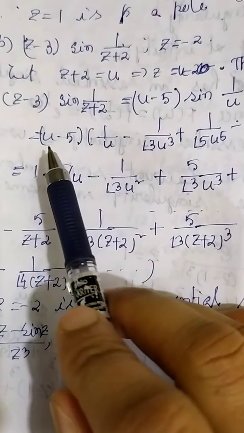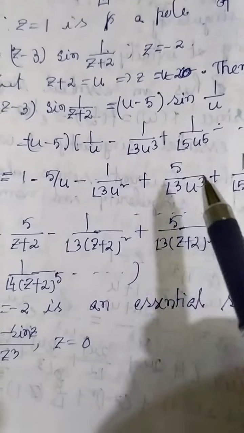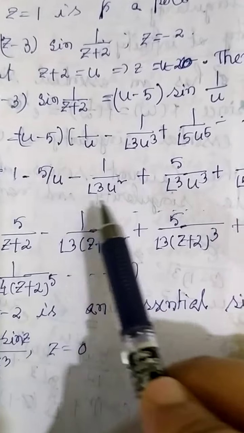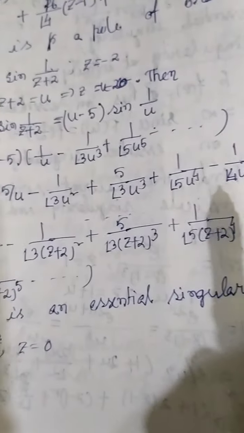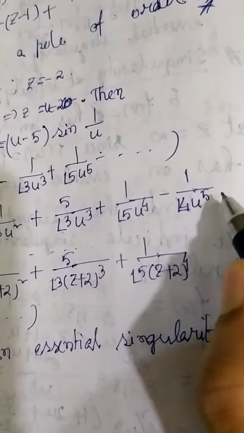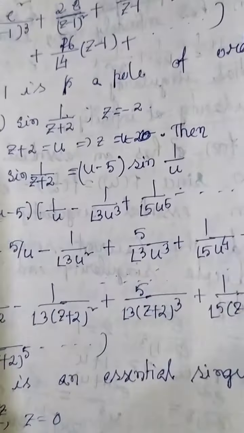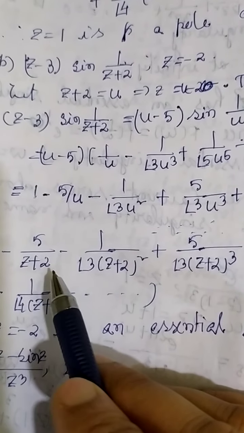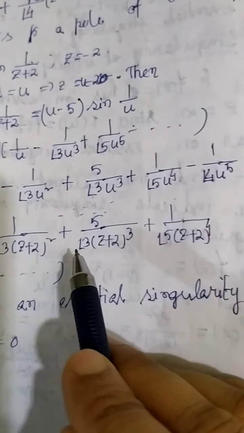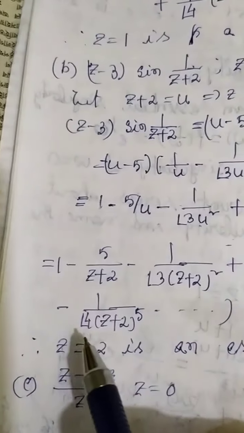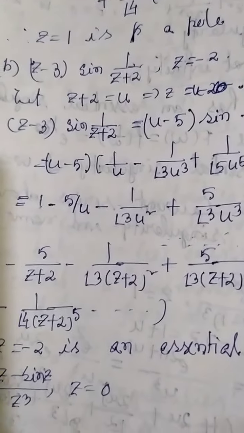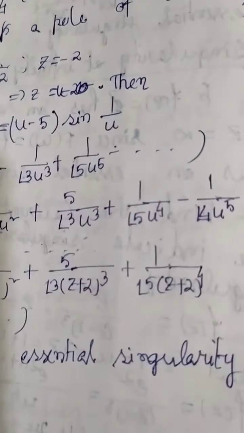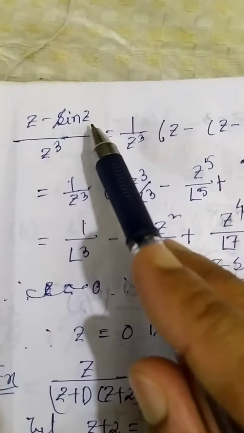Multiplying by u and multiplying by 5, if I collect, first we have 1 minus 5 by z. You can observe something like that. It contains infinitely many terms actually; this is a continuation, dot dot dot. Here u is equal to z plus 2. So z equal to minus 2 is an essential singularity because this part contains infinitely many terms. Next one is z equal to 0. You just put z equal to 0 and put sine z.